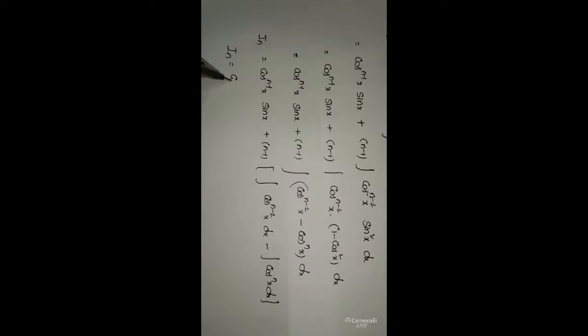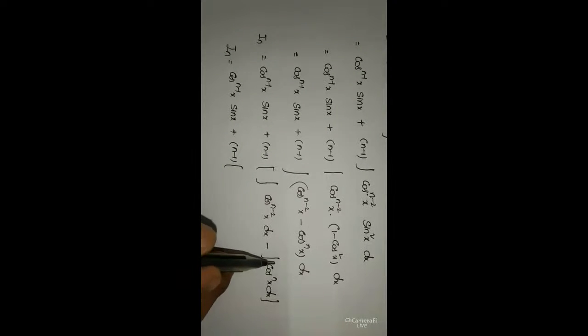Therefore I n is equal to cos power n minus 1 x into sin x plus n minus 1 into, so this is nothing but integral cos power n x dx, meaning this I n, and integral cos power n minus 2 x dx is equal to I n minus 2. So I n minus 2 minus I n.